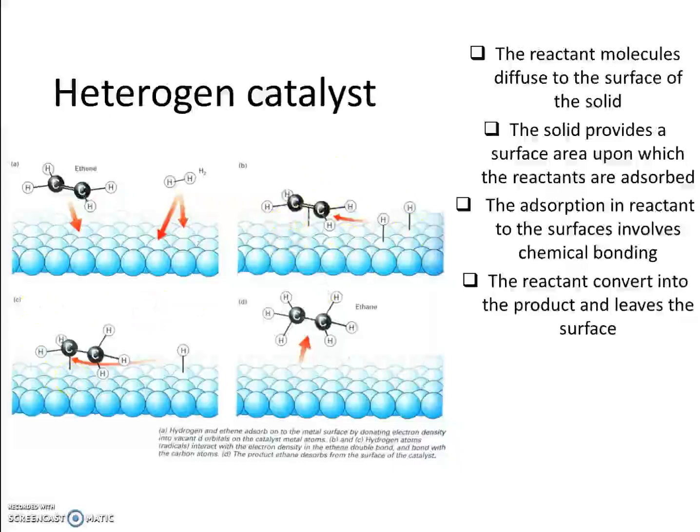Can we see in C form? Jadi akan bergabung reaktannya. Kemudian dia akan membentuk suatu produk, where when the product is already formed, it will leave the solid surface. Jadi dia akan meninggalkan permukaan dari si solid ini dan akan terbentuklah si ethane.